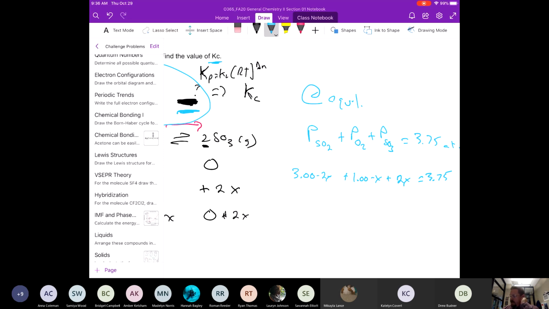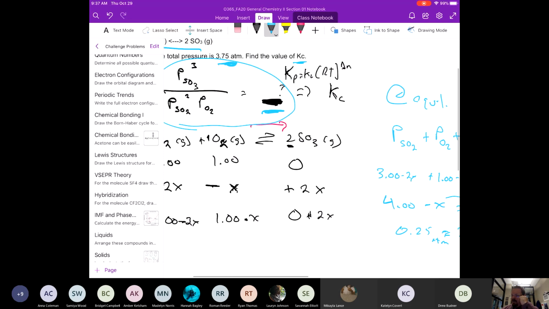So now we can solve for x, right? We're going to combine these, so it's going to be 3 plus 1, so 4.0, 2x minus 3x, so that's going to be a minus x is equal to 3.75, which means x, let's go the other way. I'm going to move the x in this direction, so it's going to be 0.25 is equal to x. Right?